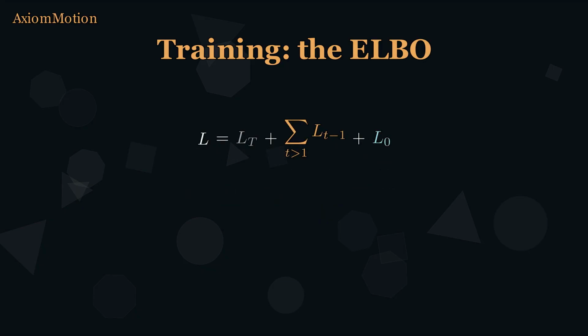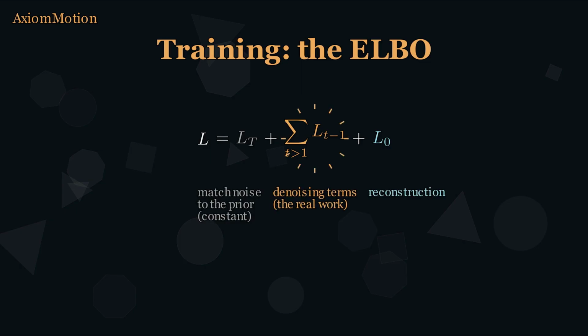Here is why diffusion is so clean. That bound breaks apart into a sum of simple pieces, one per step. One term just matches the final noise to a standard Gaussian. It has no parameters at all. The last term handles the final reconstruction. And everything in between is a denoising term, comparing at each step the exact posterior we just found against the model's guess.